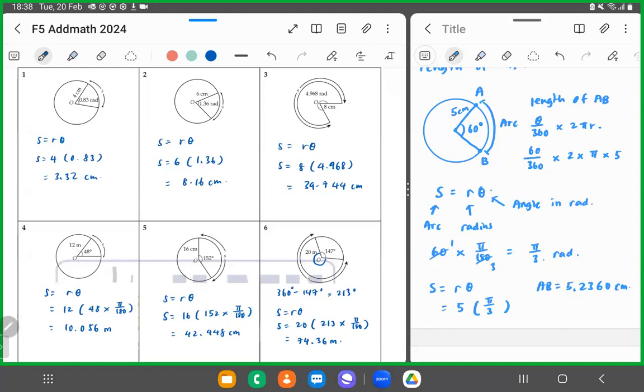For question number 4, if I use the calculator, I will get 10.053. But it's not significant. So if you have 0.053 or 0.056, it's okay. Both are okay.